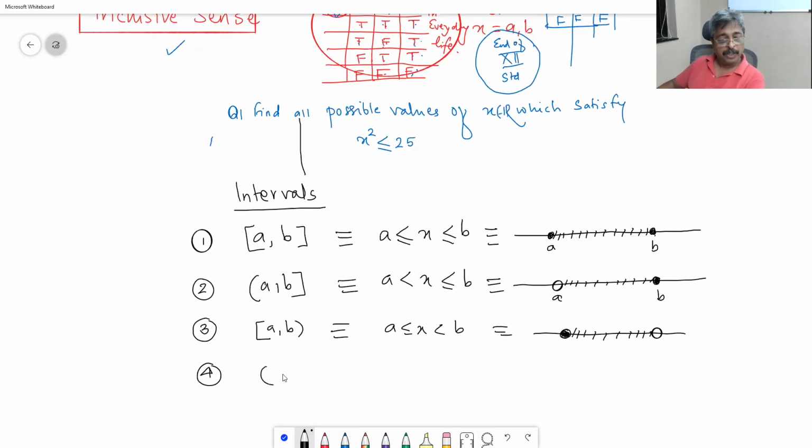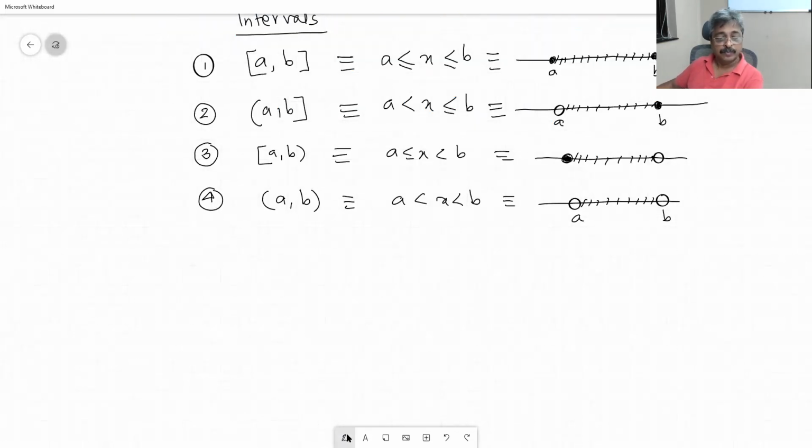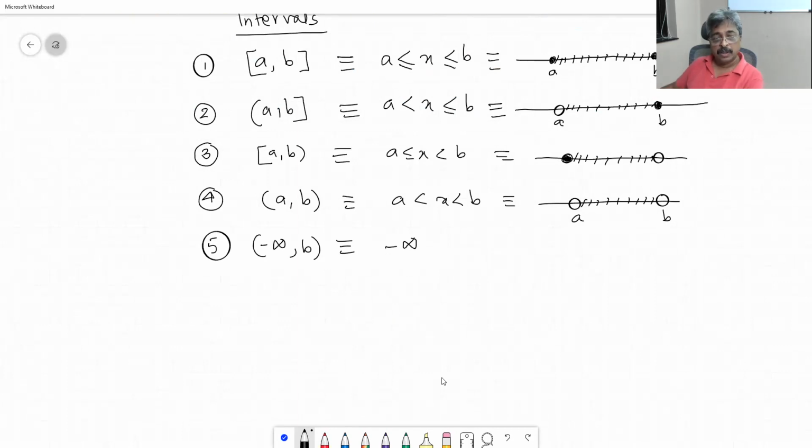4. Open interval a, b, open interval: a is less than x is less than b, equivalent, open interval a, open interval b, and all points between a and b. 5. Minus infinity to b, open interval. Minus infinity to b. Now how do we write it? Did I get it wrong? Tell me how to write it. x is less than b.